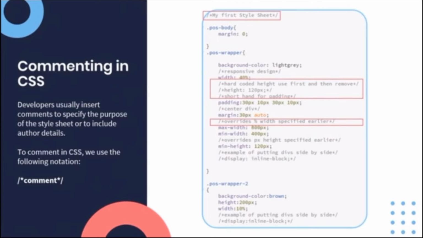Then we have several others, such as hard-coded height, use first and then remove. Then we have height set to 120 pixels, shorthand for updating. Okay, again, this is just comments to allow other developers to see what you are doing with your code. Remember, when it comes to commenting, this does not get rendered out to the client or to the front end at all, so it's not visible to the user at any point.